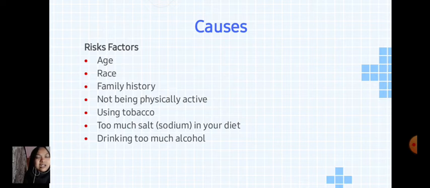There is stress too, and a high level of stress can lead to a temporary increase in blood pressure. Stress-related habits such as eating more, using tobacco, or drinking alcohol can lead to a further increase in blood pressure. Okay, that's the causes of hypertension.